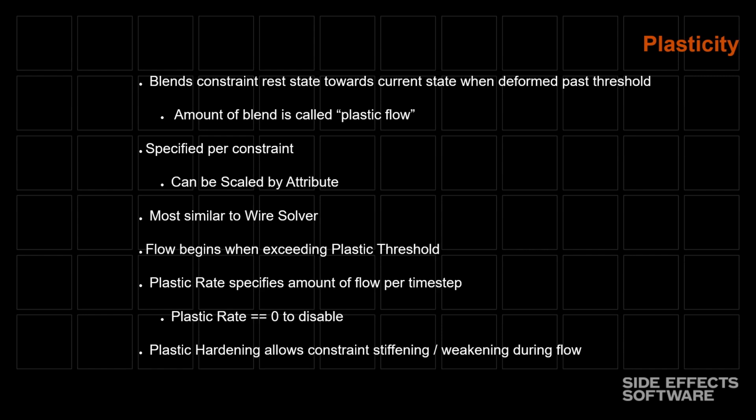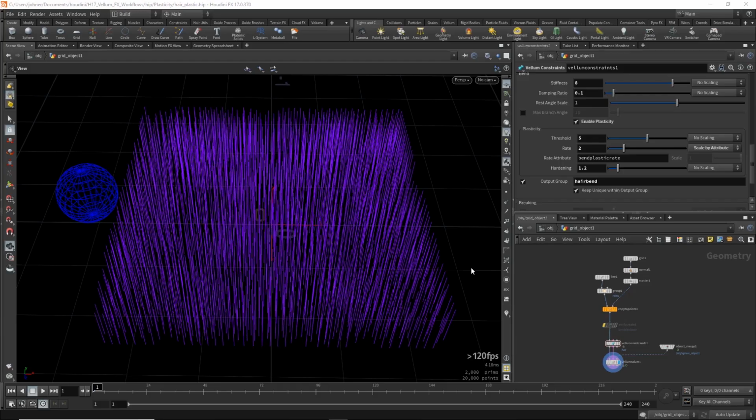So let's jump into Houdini and see some examples of this. This is a simple example of using plasticity with hair, and in particular using bend plasticity. All we're going to be modifying with the plastic flow here is the bending of all these hairs.